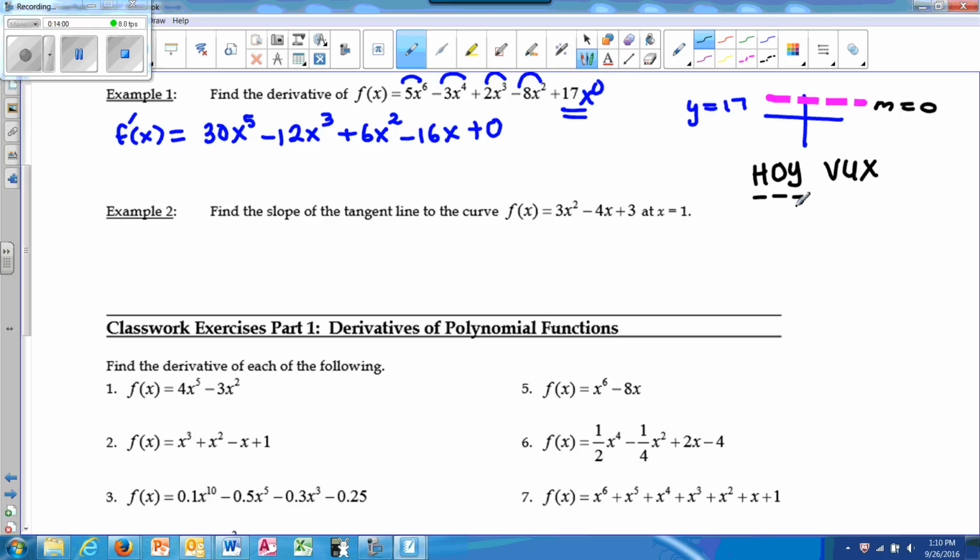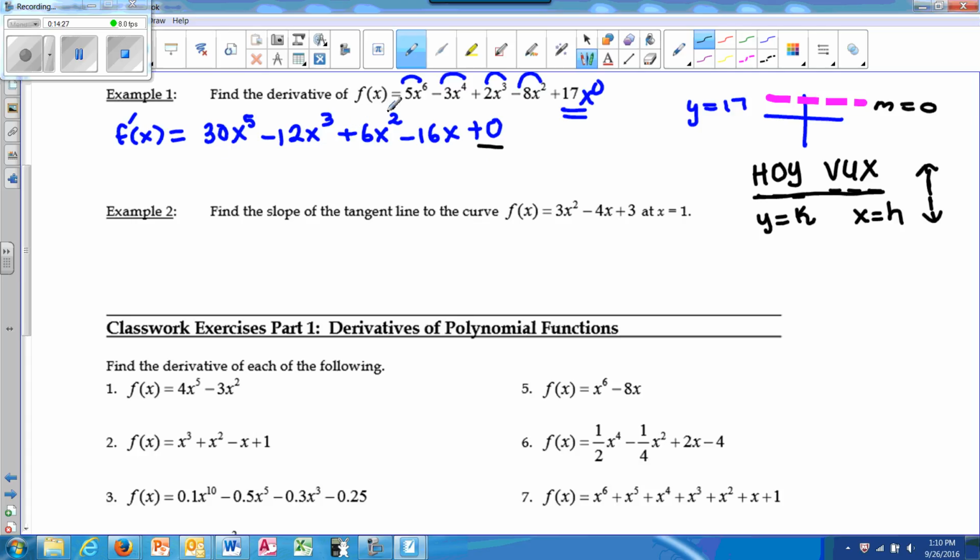And horizontal lines always have a slope of 0. One way to use a mnemonic device to help you remember those, I use Hoivux, which is a nonsense term. It doesn't really mean anything. It's a mnemonic device very much like PEMDAS to help you remember order of operations. Horizontal is a 0 slope.